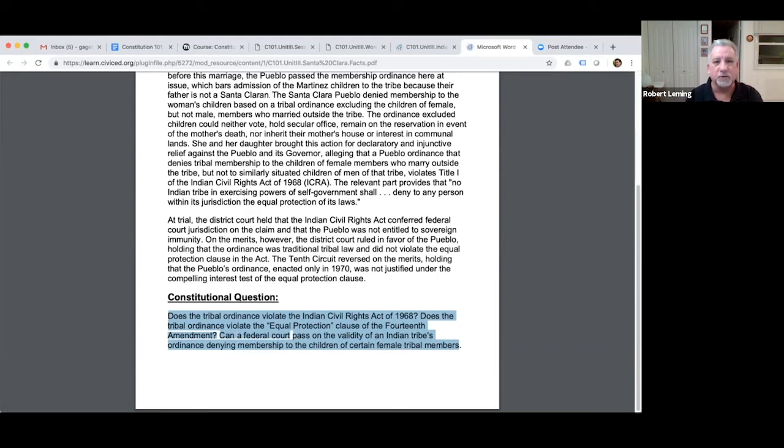Now, this comes down to an individual person who thinks she is being discriminated against, who thinks the Equal Protection Clause is being violated because of an Indian law, in this case, the Santa Clara Pueblo. All right.